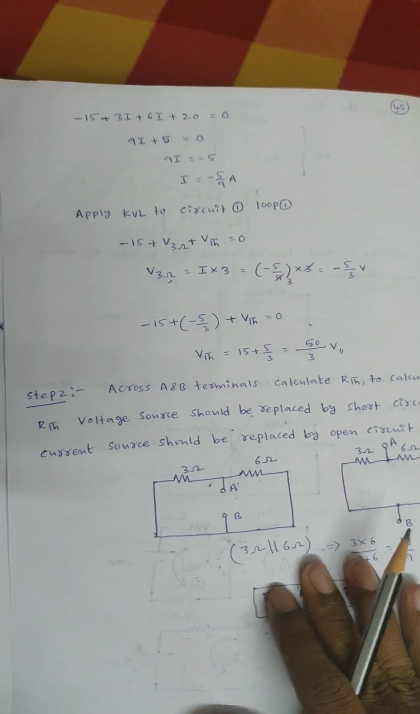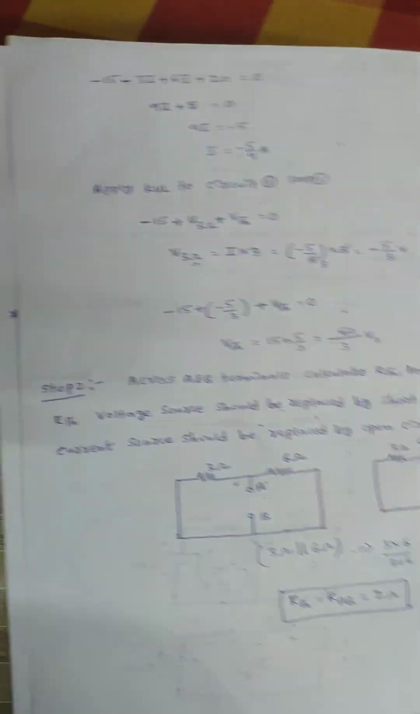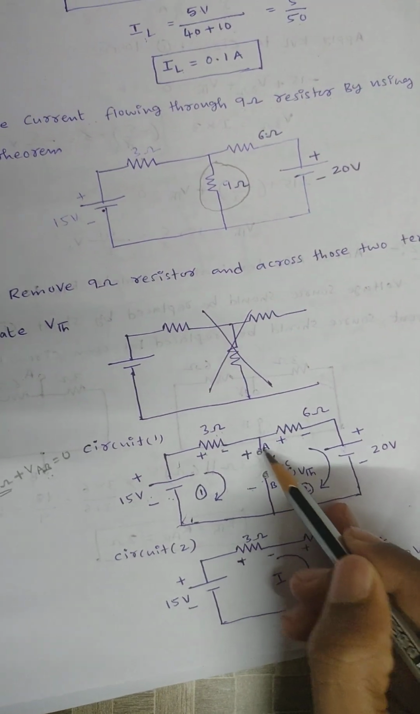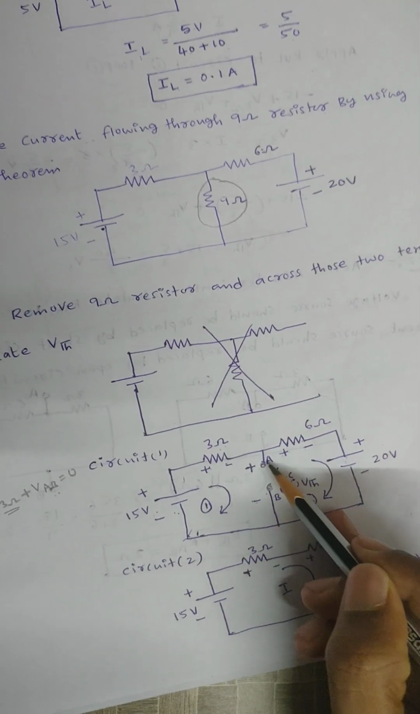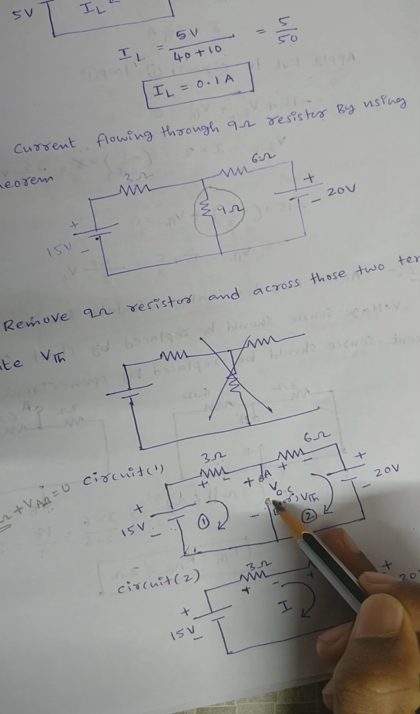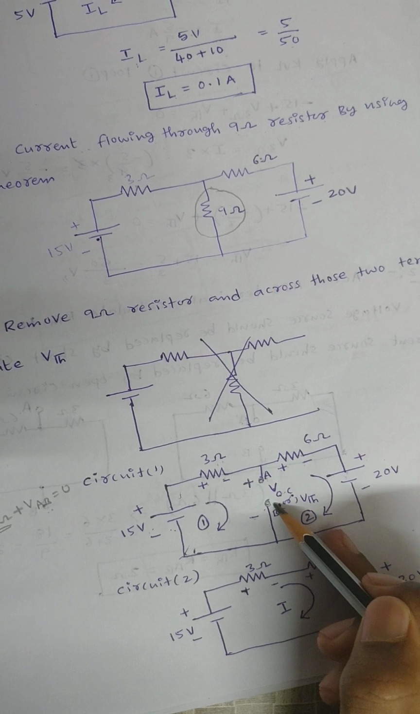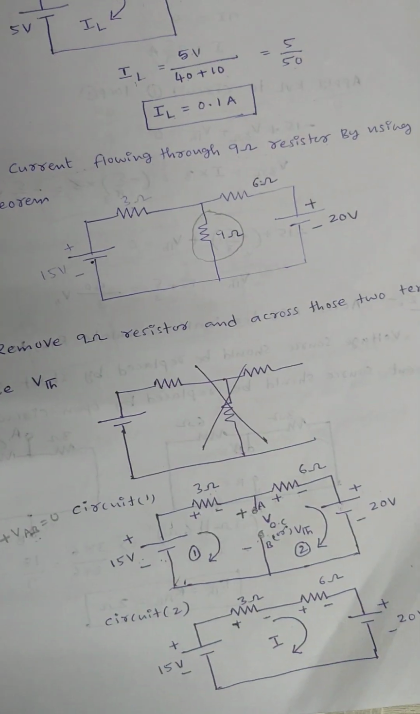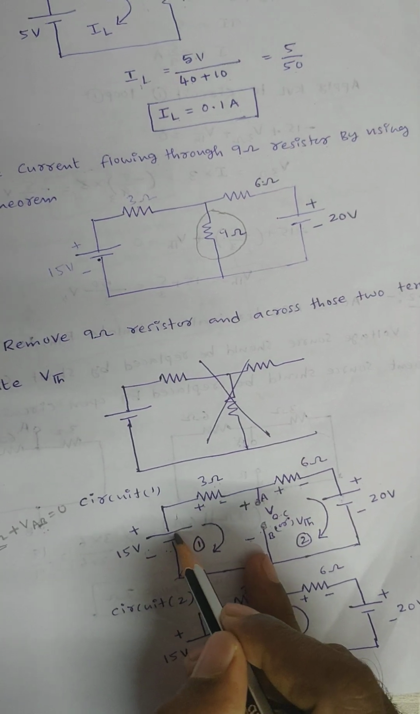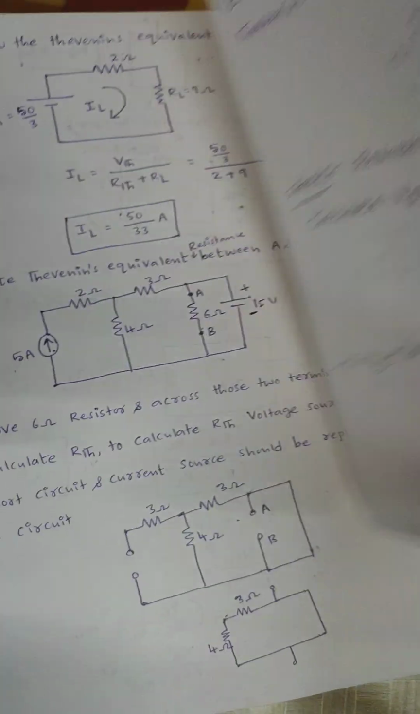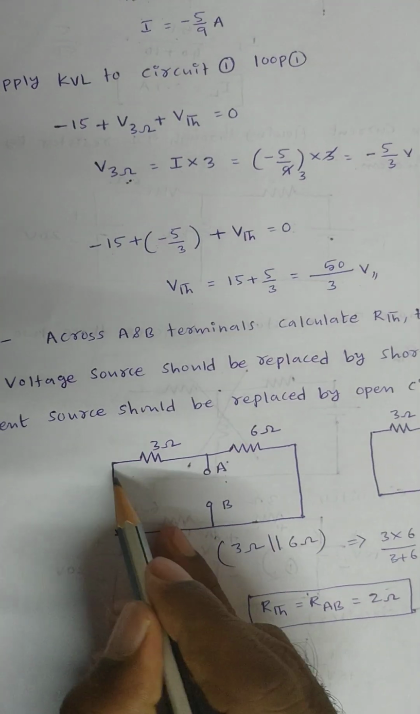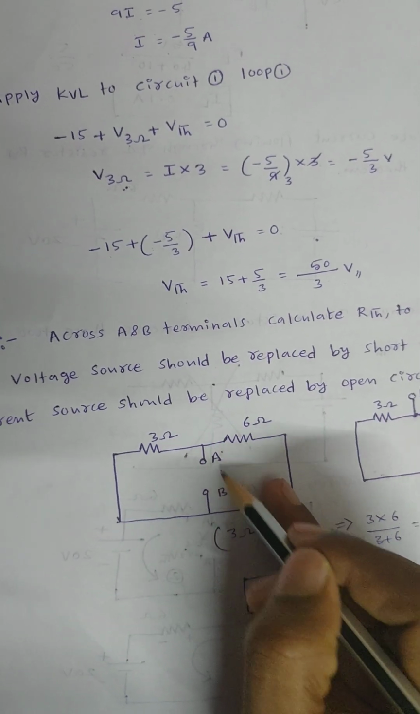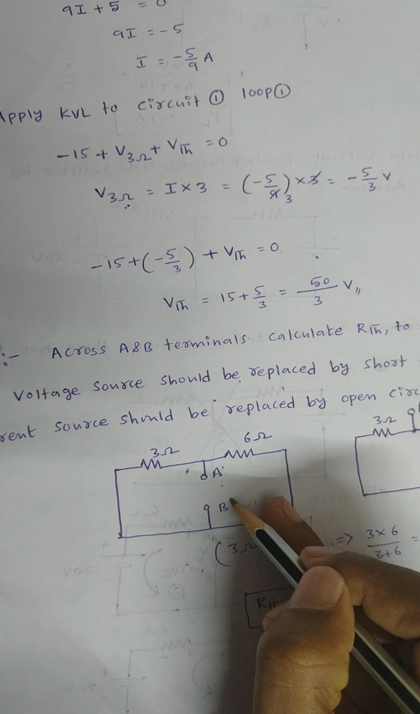Next, step 2. What is step 2? Across these two terminals I need to calculate the Thevenin's equivalent resistance, right? While calculating Thevenin's equivalent resistance, if the circuit has voltage sources, they should be replaced by short circuits, right? Here the circuit has two voltage sources. Those two voltage sources are replaced by short circuits. Here I need to calculate Thevenin's equivalent resistance between the A and B terminals.